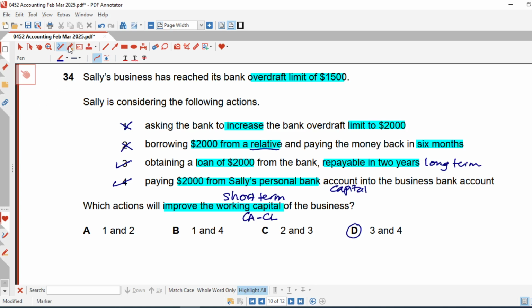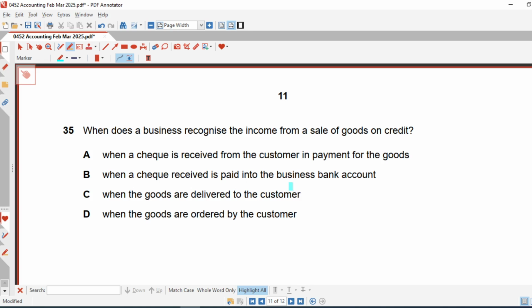Right, and it all comes down to this, the last question, question 35. When does a business recognize the income from the sale of goods on credit? Now, this question has come out before. Yeah, it came out a couple years back. A lot of people still get it wrong. So when do you really recognize a sale? Do you recognize a sale when the customer orders? Do you recognize a sale when the money is received?